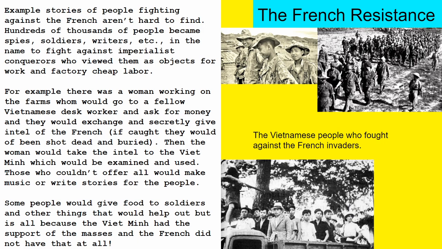Those who could not offer all would make music or write stories for people. Some people would give food to the soldiers and other things that would help out, but it's all because the Viet Minh had the support of the masses, and the French did not have that at all. So the story summarizes that people were willing to risk their lives to remove the French, and this isn't an uncommon story. Many other people would do this against the French.